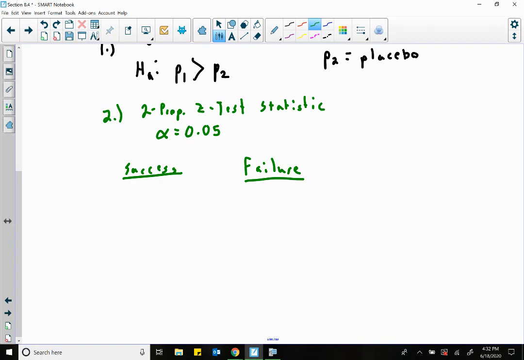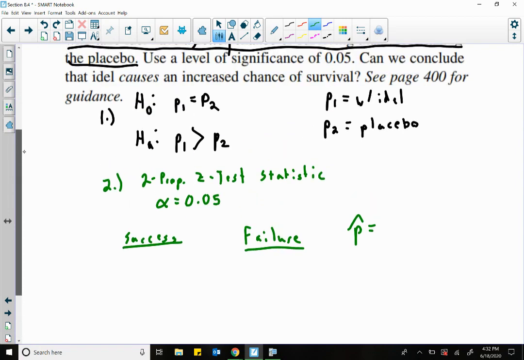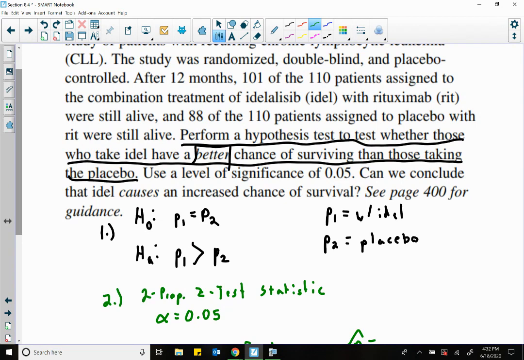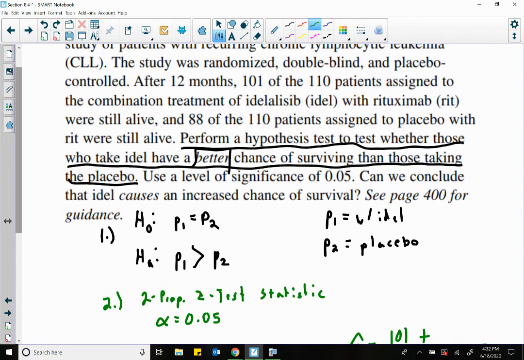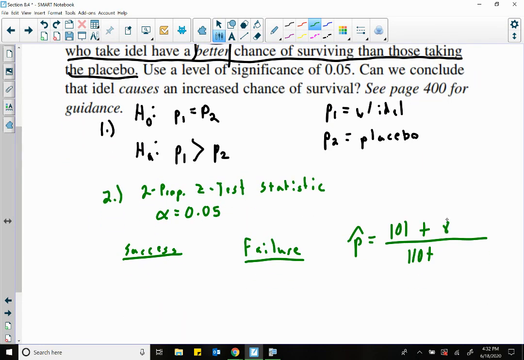So before we can do that, we need to figure out what is p hat. Okay? So in order to do this, we're going to need to know the successes for P1, which is the IDEL. So up here, 101 successes out of 110. Okay? We're going to add that with the successes of the next one, out of the total of the second population. So P2, we had 88 successes, again, out of 110. Okay?